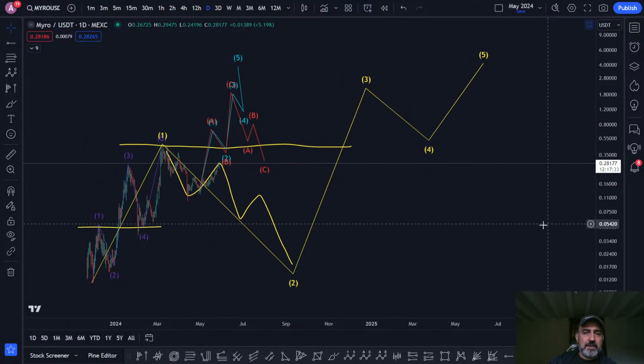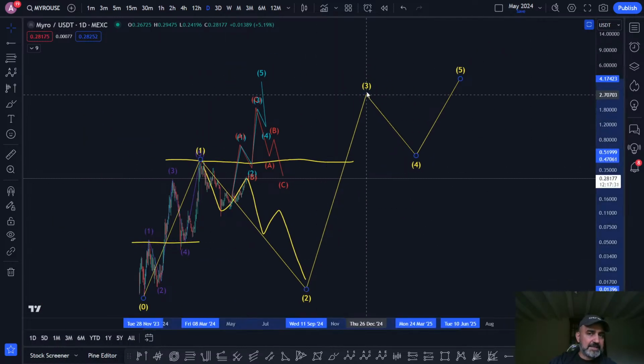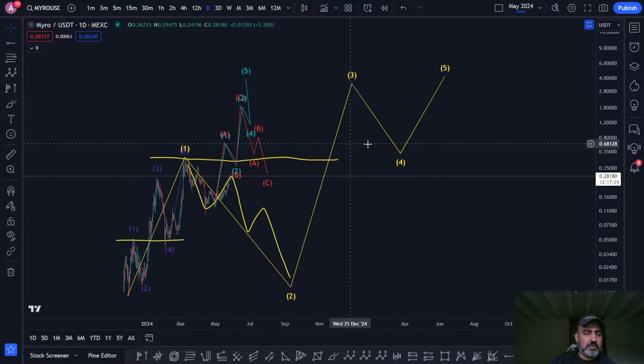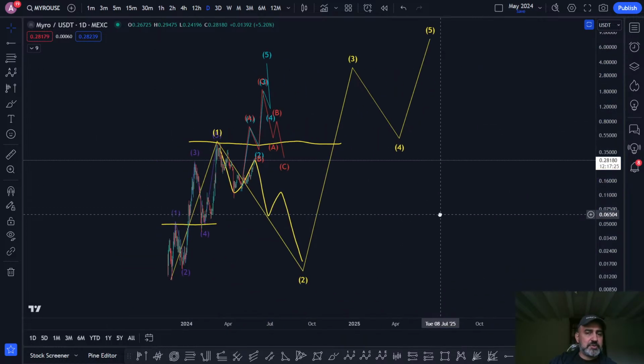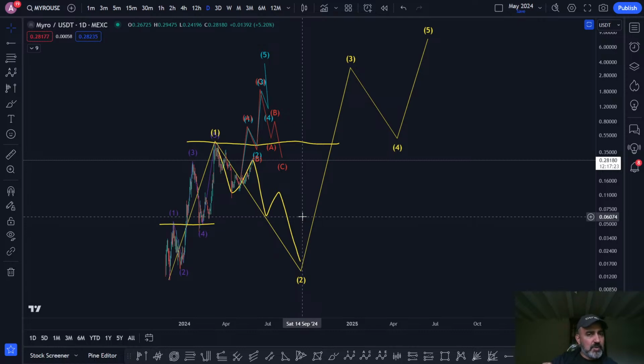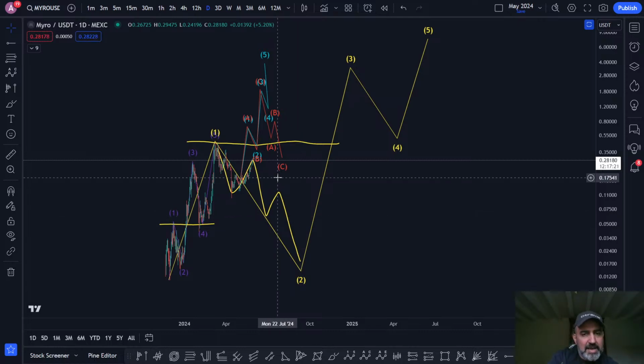Then you would be having an impulsive, a really extended 3. It would be more extended than the 1 if that was to happen. But this is perfectly acceptable too. So that's why you have to count. That's why it helps to count.